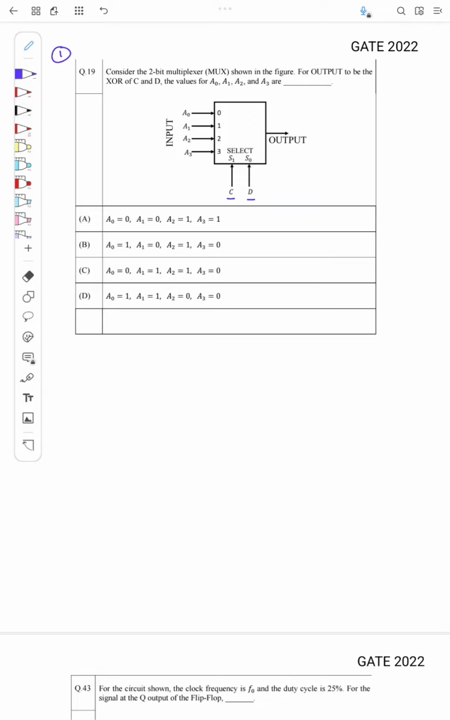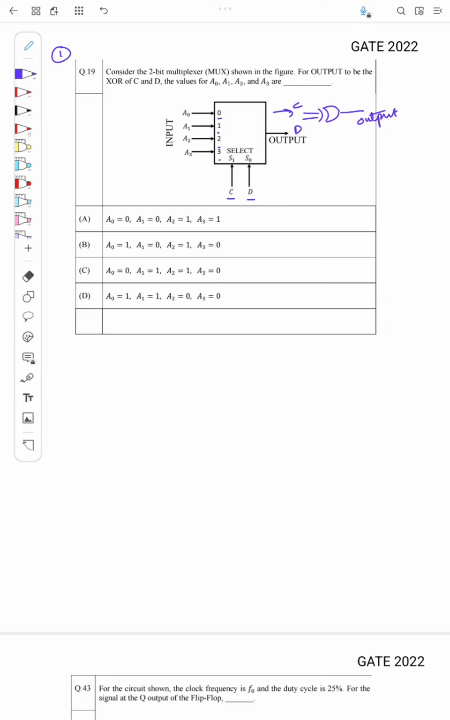of the mux, and we have the inputs A0, A1, A2, A3 connected to the 0, 1, 2, and 3 inputs of the mux. And the question is what should be the values of A0 to A3 such that this acts like an XOR gate, right? And what is the input here? C and D should be the input of the XOR, and the output is the output of the mux.